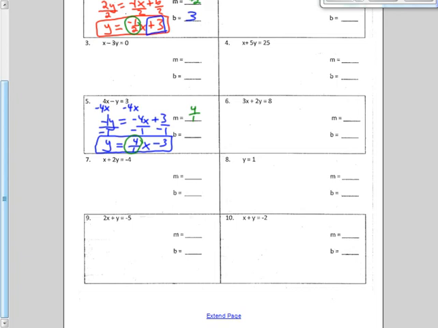Either 4 or 4 over 1 is fine. And then I want to name the y-intercept. The y-intercept is a negative 3. The 3 has a negative in front of it, and so the y-intercept is a negative 3.